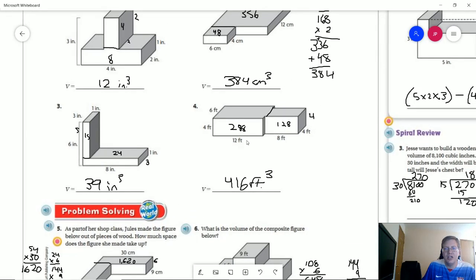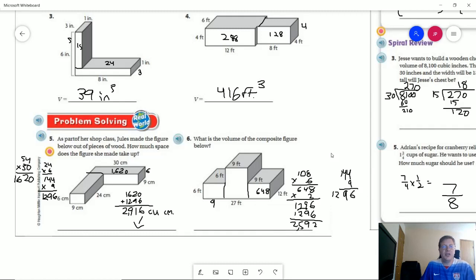For number 4, we are working with 12 times 4 times 6, which gives us 24 times 12, which is 288. On this side, 8 times 4, which is 32 times 4, which is 128 for this side, and that gives us a total of 416 cubic feet.